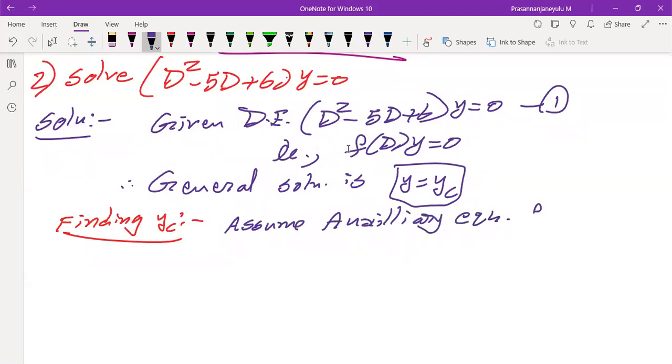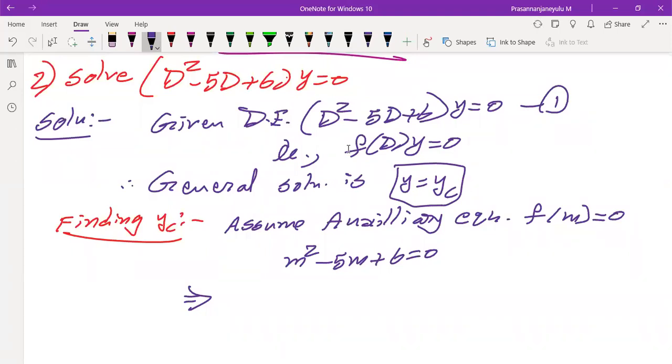What is the auxiliary equation? F of m equals 0. What is f of m here? F of D. What is f of D here? D square minus 5D plus 6. In D, substitute m in place of D: m square minus 5m plus 6 equals 0. Then do we have the roots for this? Do we have the perfect roots? No. We are unable to write it in the form of factors.